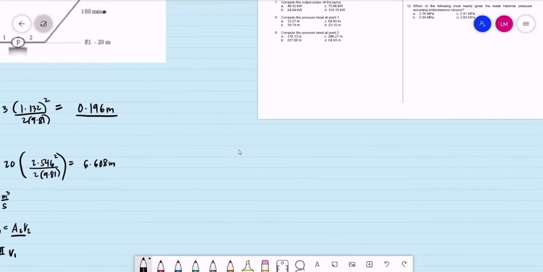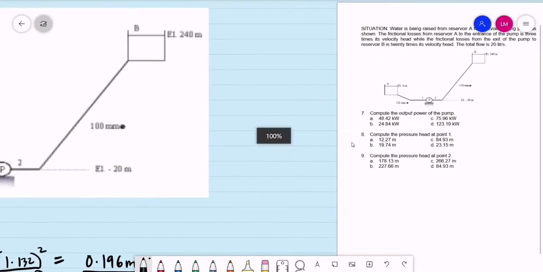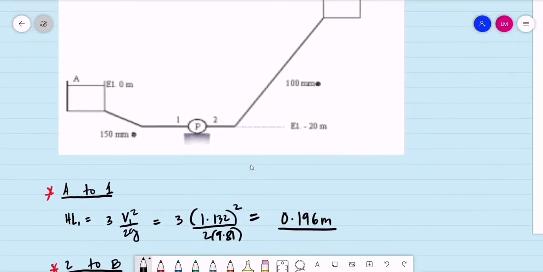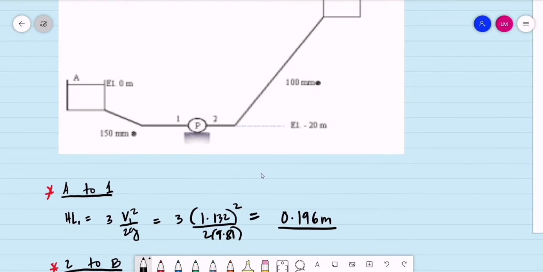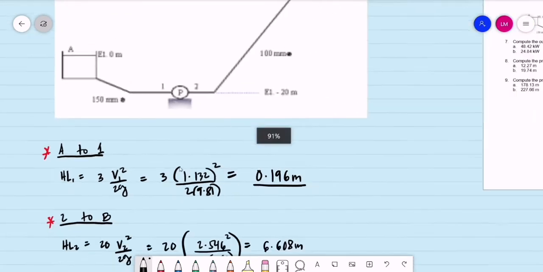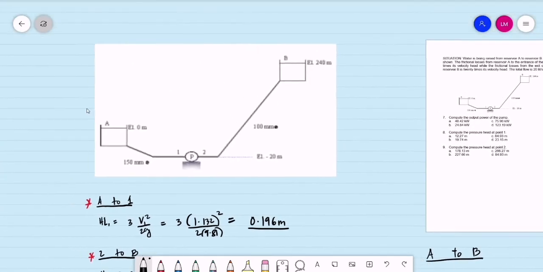So we are now to answer the first question, that is question number 7. Compute the output power of the pump. So to determine the output power, we need to determine the head output of the pump. Okay, to compute for the head output, we are to use the energy equation. So starting with A, let's say from reservoir A to reservoir B. So we have to consider the energy at A and the energy at B.